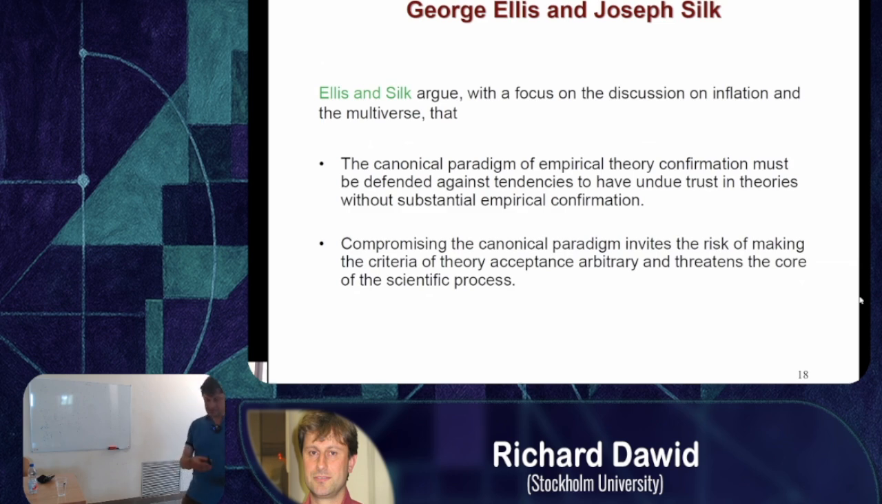So they, along similar lines as Penrose, aim at defending the empiricist paradigm of theory confirmation. They argue that compromising that canonical paradigm would invite the risk of making the criteria of theory acceptance arbitrary, and therefore it would threaten the core of the scientific process. So yes, this position has parts of both Penrose and Smolin in it.